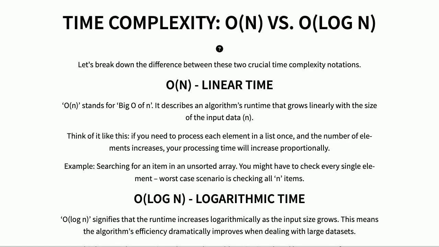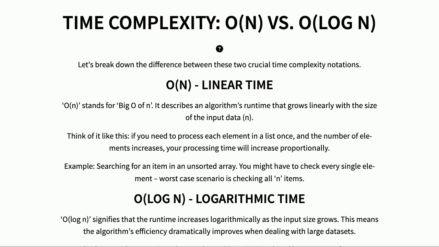We use something called time complexity. Two important notations here are O(n), which is linear time, and O(log n), which is logarithmic time. Linear time means that if you double the amount of data you're working with, your processing time doubles too. It's straightforward. Logarithmic time, on the other hand, is much more efficient for large datasets.